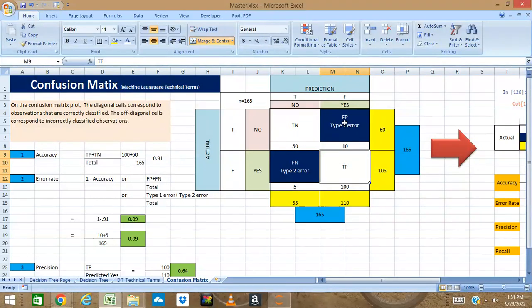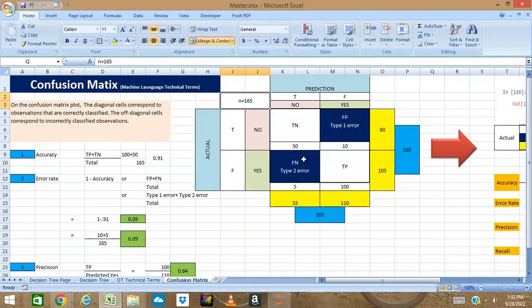Actual result, whatever I have given. Now see, my actual is 50 when I'm saying no. Right? The total is 60. My actual for yes is 5 plus 100, it's a 105. So the total of my actual, 165, should match with the total 165.